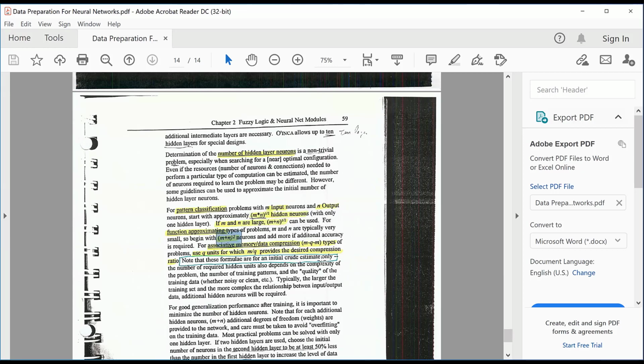See the stuff I've boxed in green, they're formulas for initial guesses only. Typically what you'll do is you take a guess, and then you'll vary the number of hidden neurons and see does it help or hurt. Add more, take away some, and see whether you get better results or worse results. And I'll talk more about that when we get some assignments going.